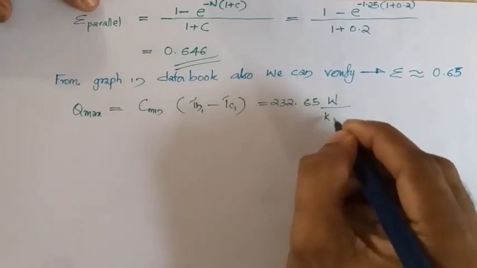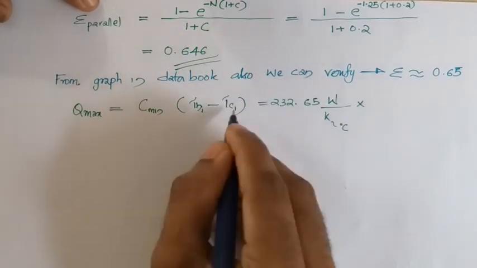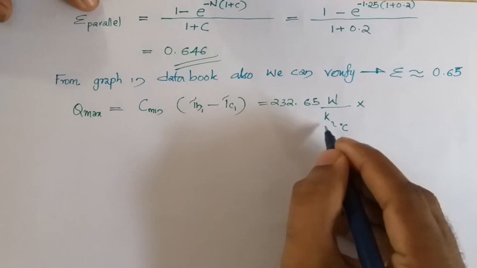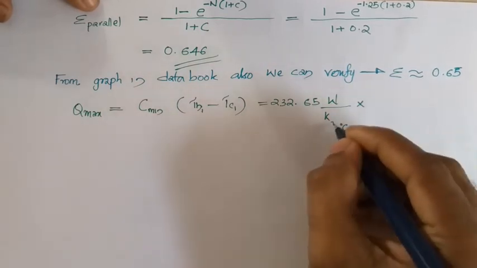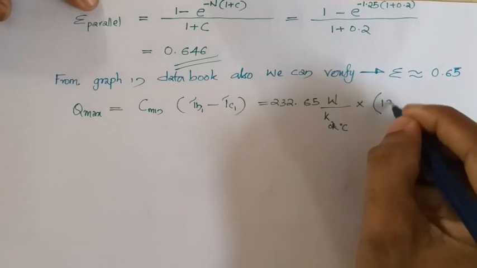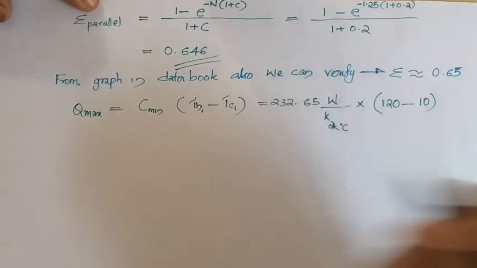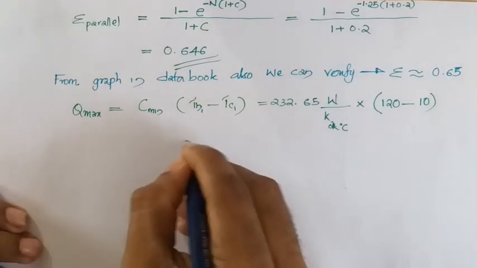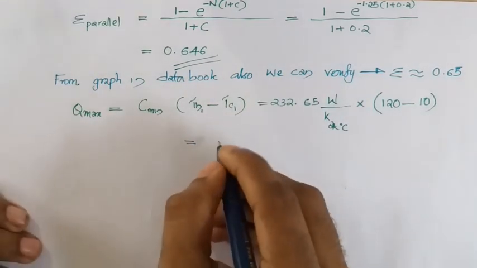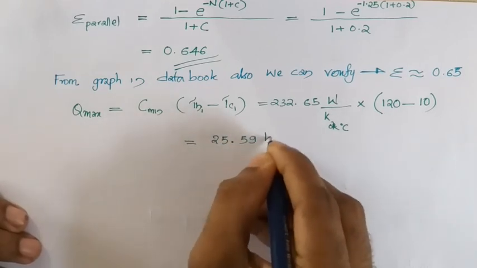Kelvin. This Kelvin is the same as degree Celsius, so you can substitute these temperatures in degrees Celsius, as it is giving you the change in temperature. THI is 120 degrees Celsius at which the hot fluid is entering, and the cold fluid is entering at 10. So if you substitute, you will get the maximum possible heat transfer as 25.59 kilowatts.